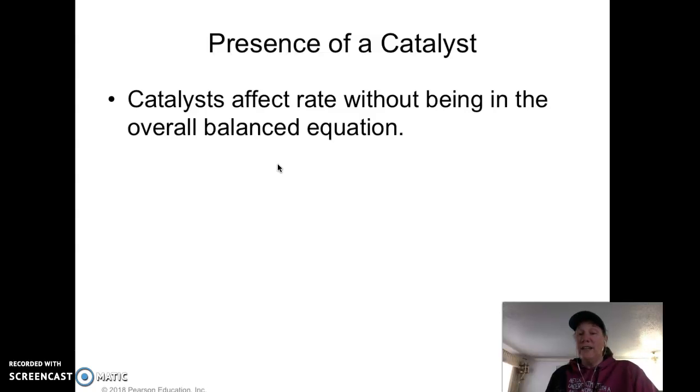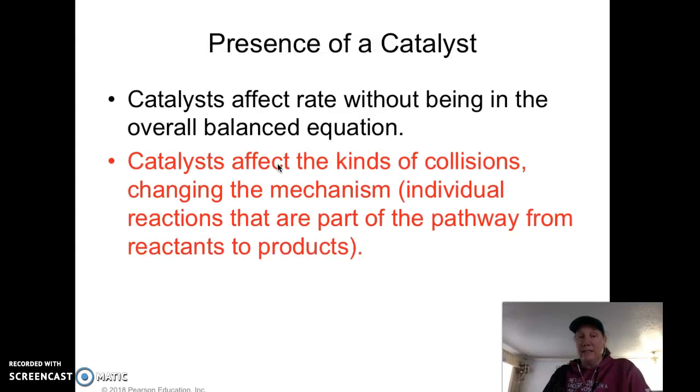When you're all done and you've produced your water, you can take that piece of metal out and it's the same. It hasn't changed. But without it, the reaction didn't happen. So it's a catalyst. Okay? They affect the kinds of collisions, so they change the mechanism. That's what a catalyst does.